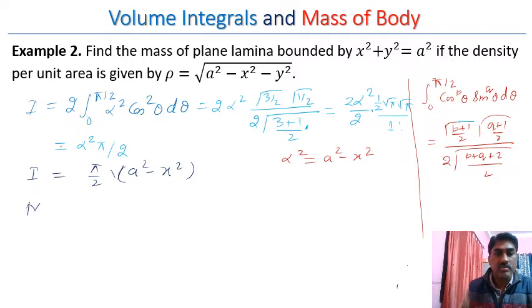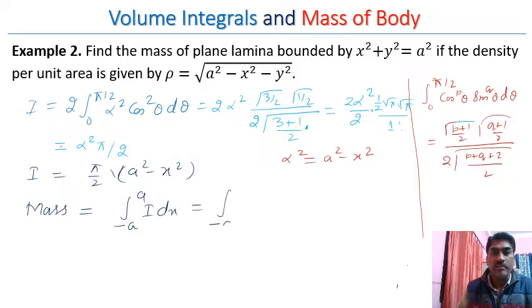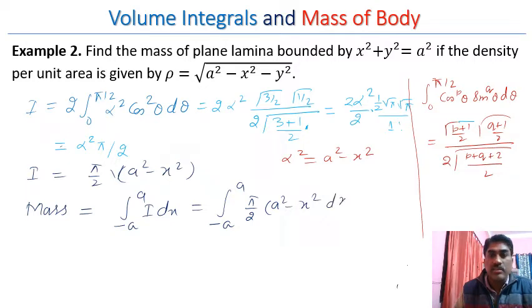Mass is the integral from minus a to a of I dx. So put this value of I here. So we have the integral from minus a to a of pi by 2. And why did we take I as the inner integral? We have learned this also in the previous two lectures. So if you are not aware of this, go to the previous lectures and first learn why we took the inner integral as I. So this pi by 2 and a square minus x square dx.